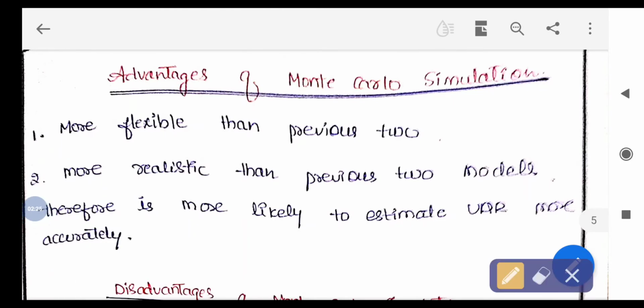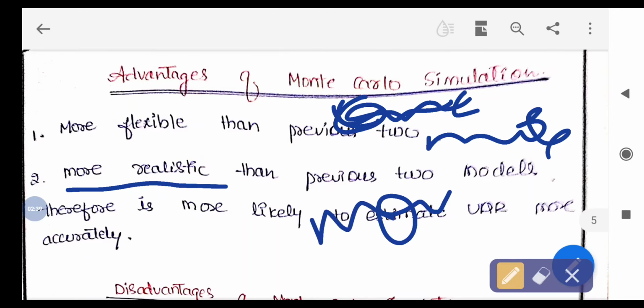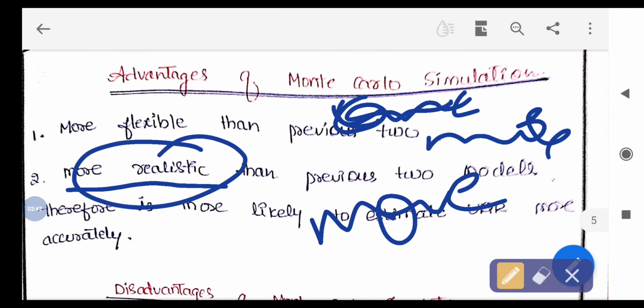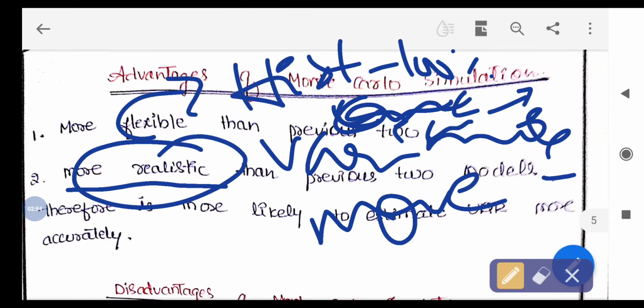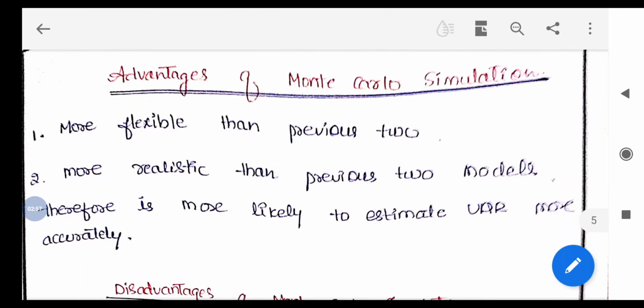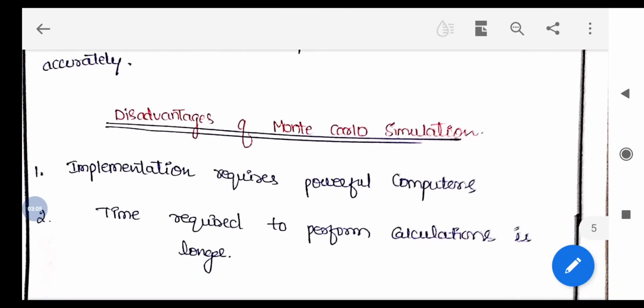More realistic means, as we are doing one thing more and more times, we'll get more accurate data. That is what realistic means. But the historical data, we cannot depend on 100%. The variance and covariance method is a bit difficult to calculate. Therefore, it is more likely to estimate the VAR more accurately, as we are doing trials.